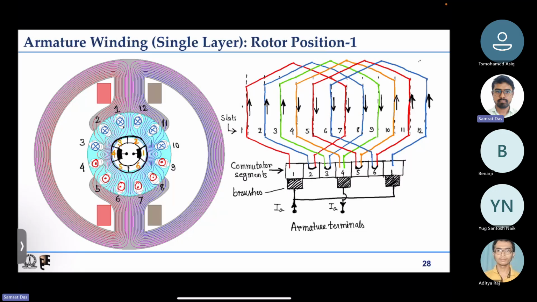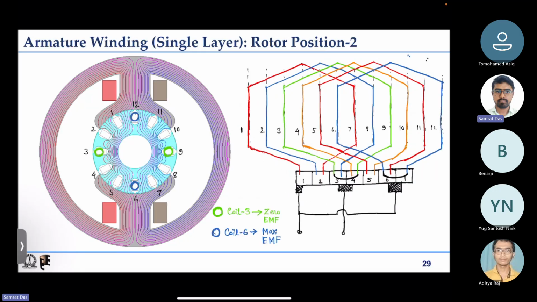So we saw how the currents would be flowing, but we also saw that when the rotor reaches this type of position where the brush is touching two commutator segments, it means that the brush is basically shorting the coil.